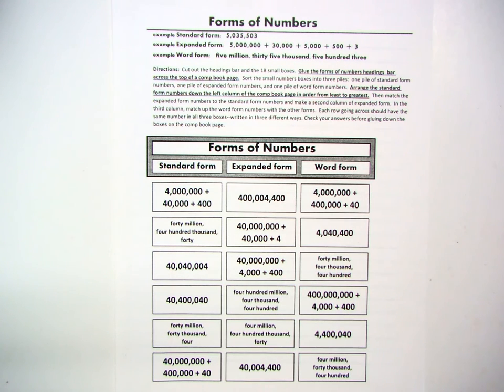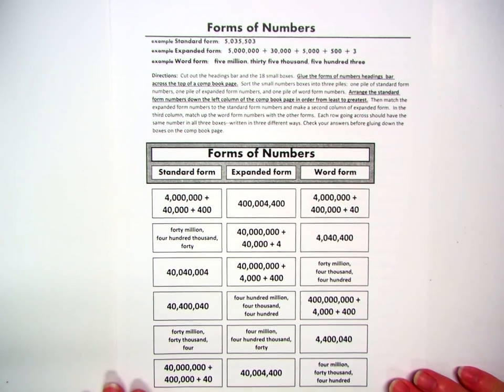Today we're going to go over how to do the forms of numbers page in your composition book. So you need to find this worksheet that was in your folder packet that you got at the beginning of the year. It's titled Forms of Numbers, and it has a whole lot of boxes at the bottom.